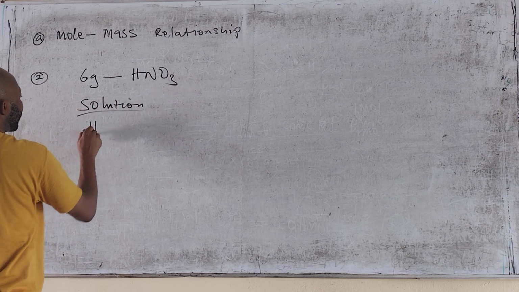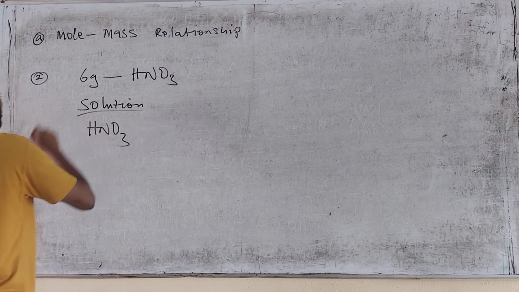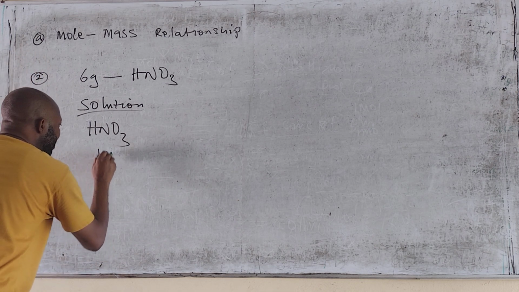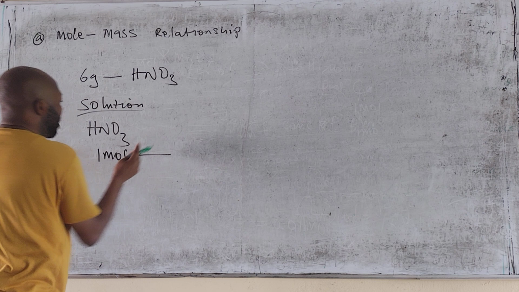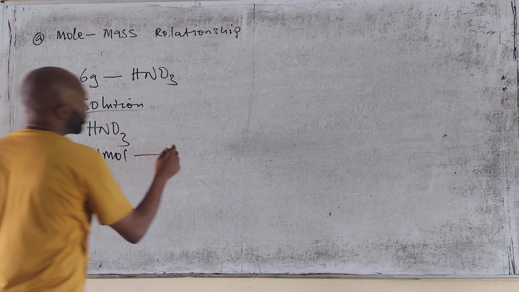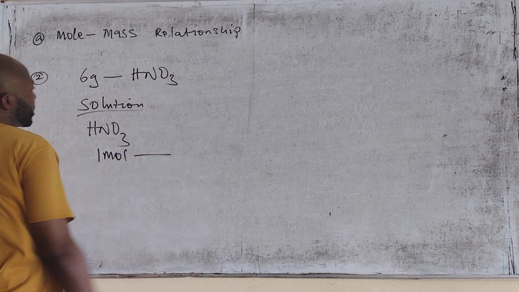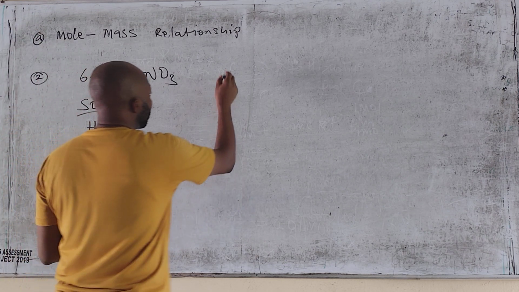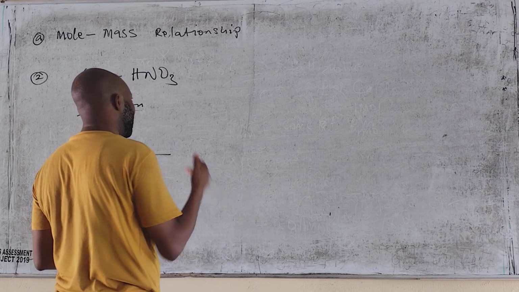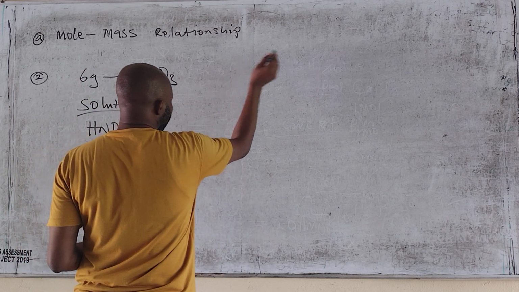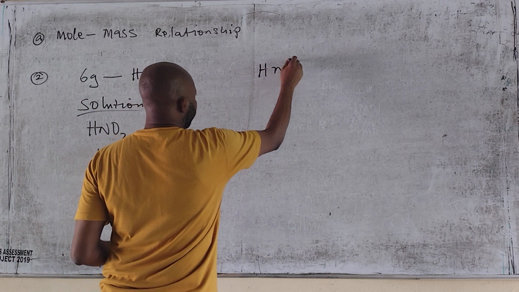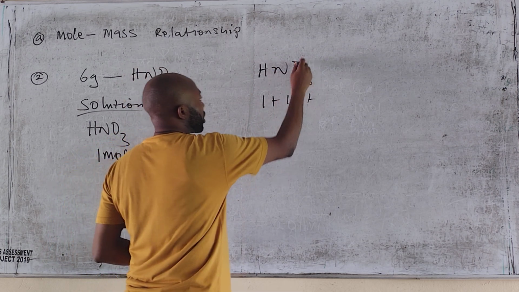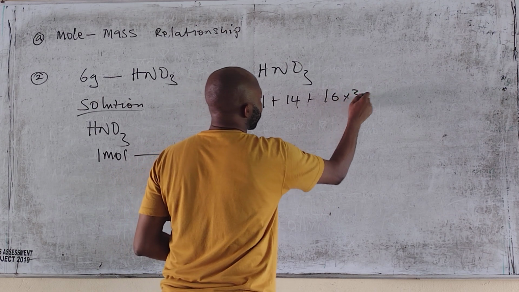I have my HNO3 here. Remember, it's the mole-mass relationship. 1 mole of this HNO3 is equivalent to how many grams of this? So now we have to calculate our relative molecular mass for HNO3 if it is not given, but quite often it will be given. If it is not given, you calculate it.